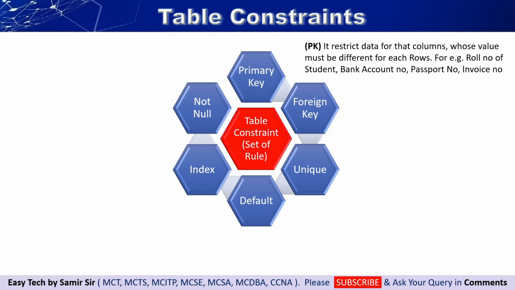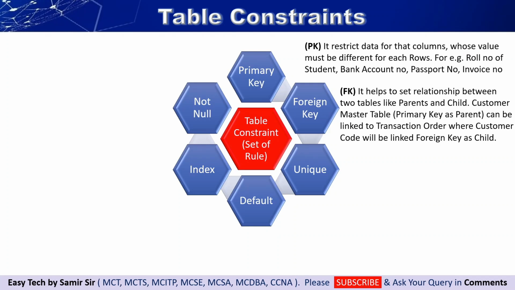There cannot be same values for different rows. For example, in a school or college, the roll number of a student cannot be the same as another student's. Similarly, a bank account number cannot be the same for two customers. The passport number of a person in a country cannot be the same for two different people. An invoice number for one company cannot be the same for different invoices.